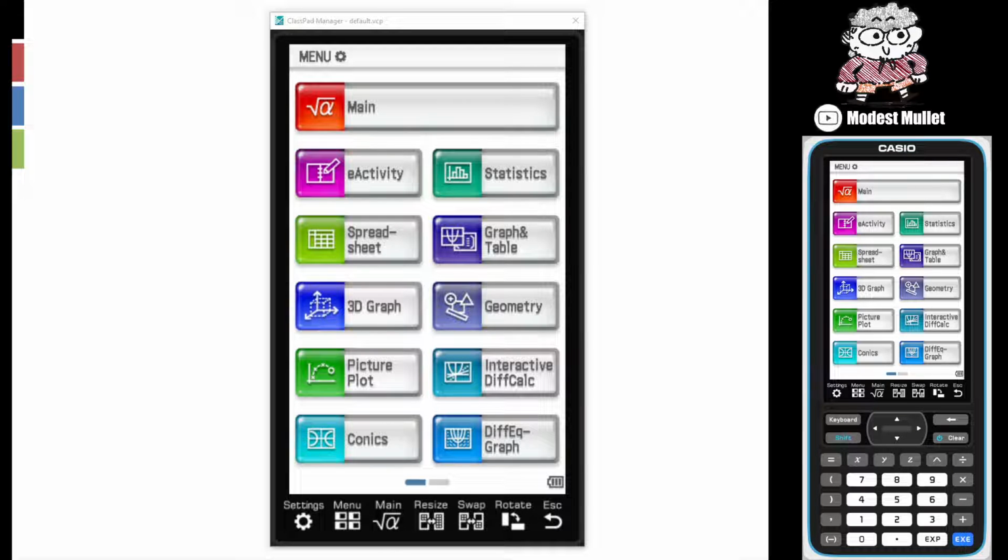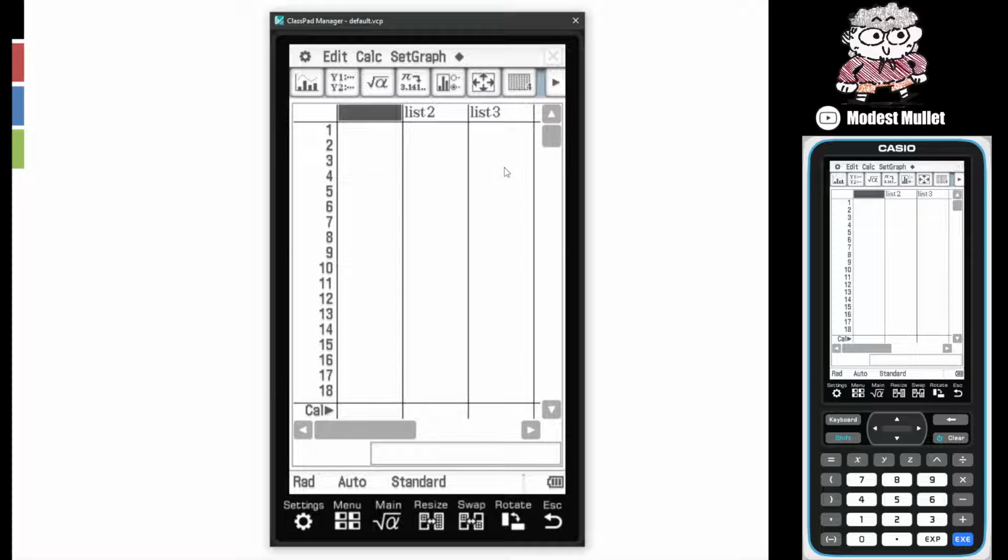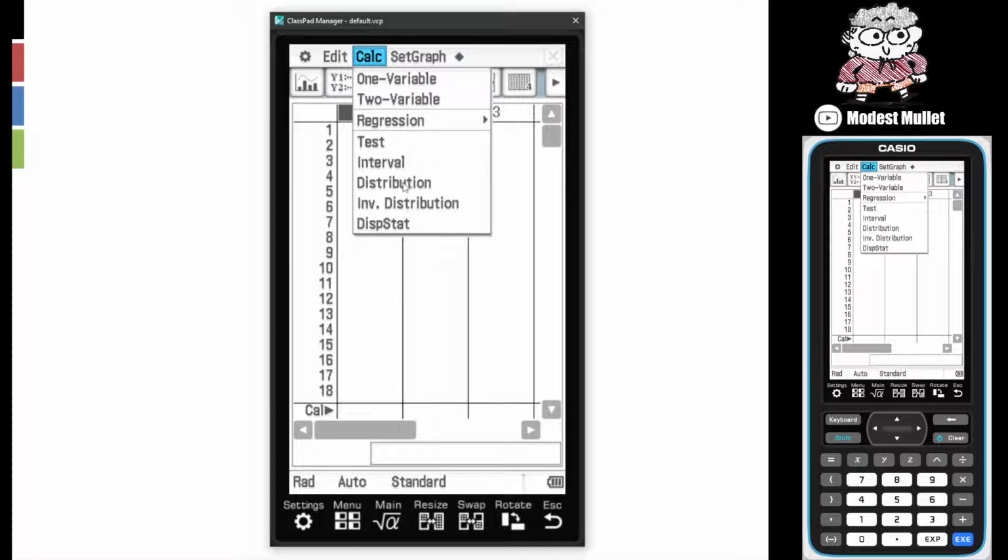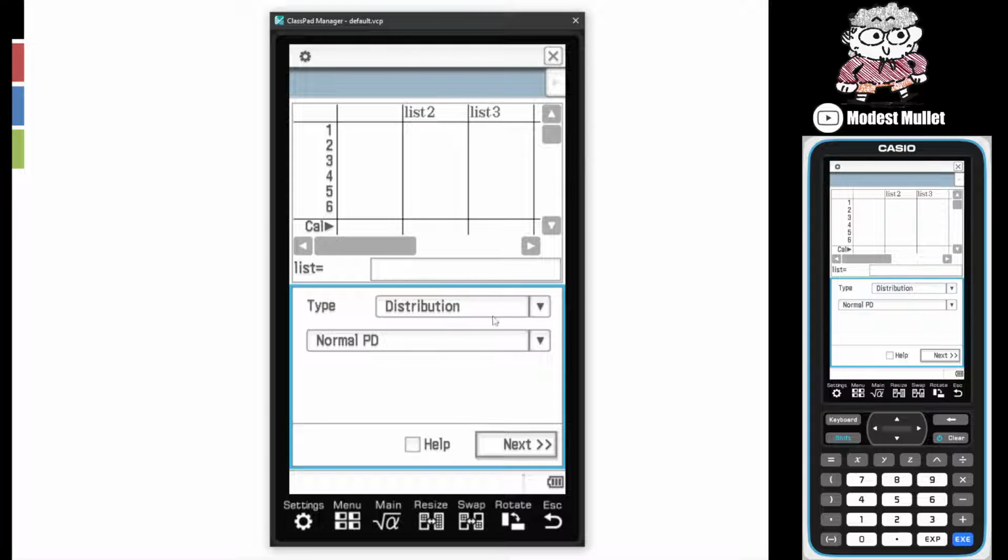Hello all and welcome to this video where we are going to look at the connection between binomial distributions, which we have done previously, and the normal distributions, which we have been doing recently. What I'm going to start with is just going into the statistics window in the calculator. We're going to do a distribution calculation.